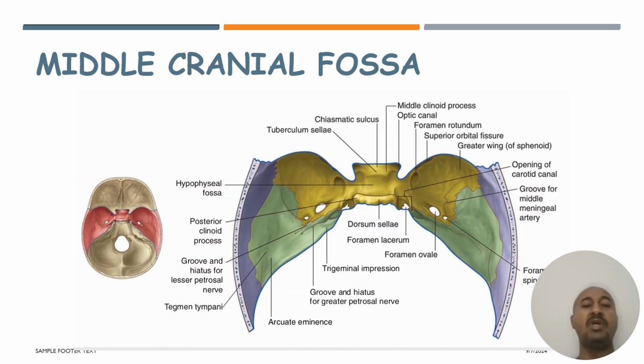Now let's go and study the middle cranial fossa. Here, this is the middle cranial fossa, and as you see, it is deeper than the anterior cranial fossa, and it is formed primarily by the sphenoid bone. This is the sphenoid bone here, and as well the temporal bone. This is the temporal bone in the back here. It mainly, as I said, houses the temporal lobe of the brain.